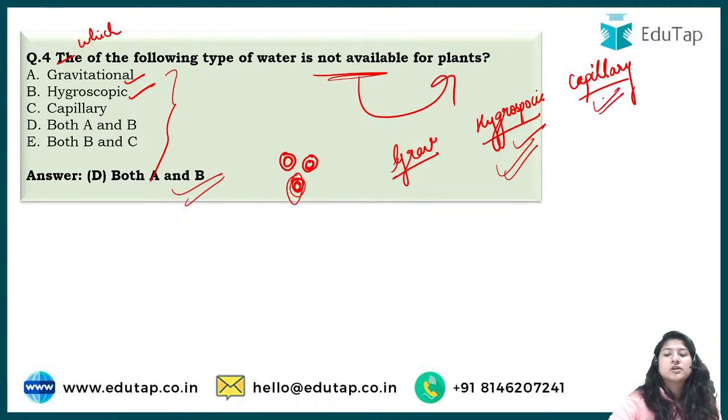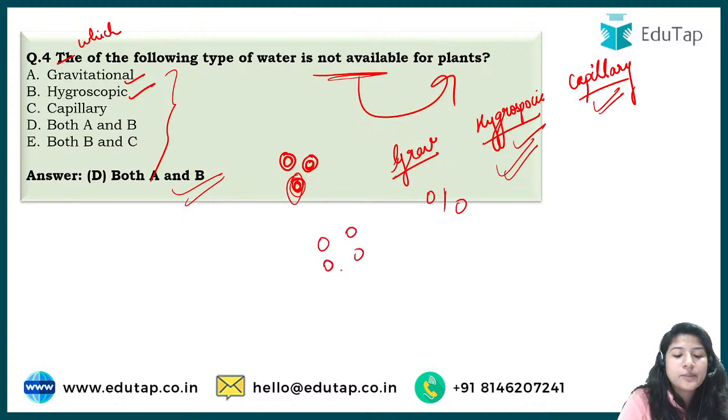Then there is capillary water. This capillary water is the water that is finally available for the plants. All right, if I have to draw, if these are the soil particles, there is water in between, and there is water around here also, right? And there is water that is moving downward.